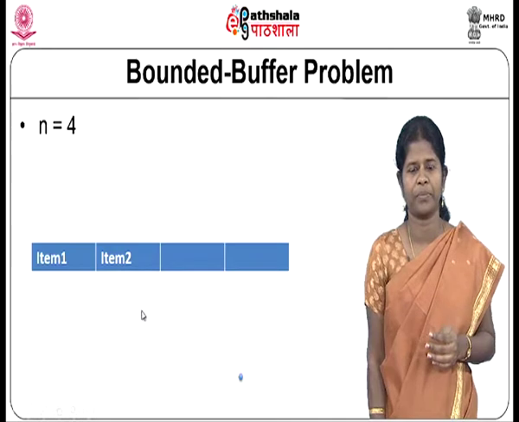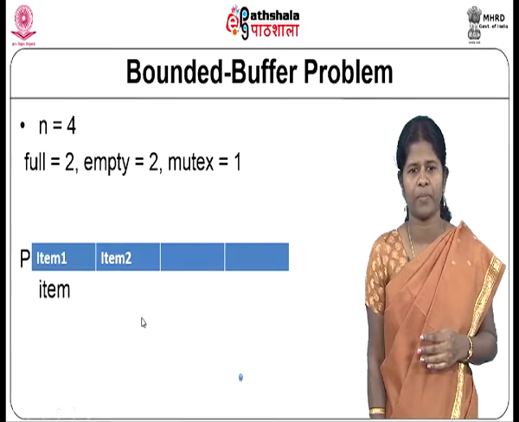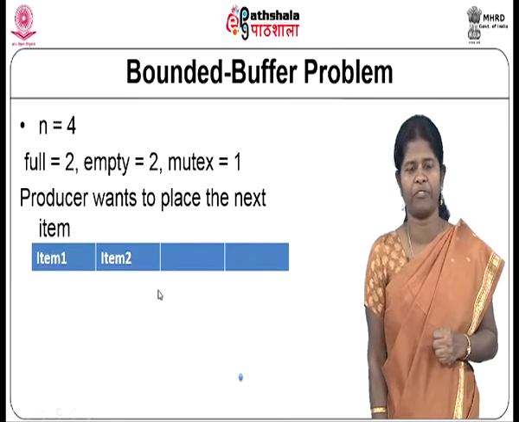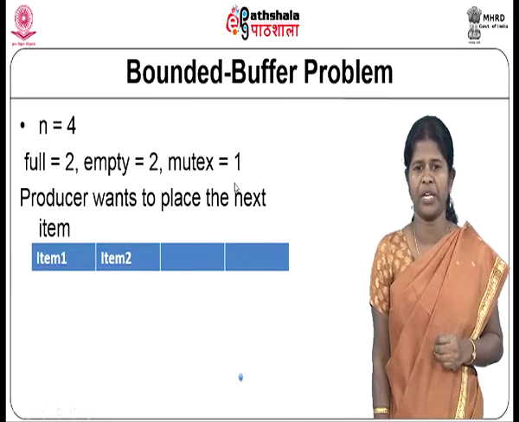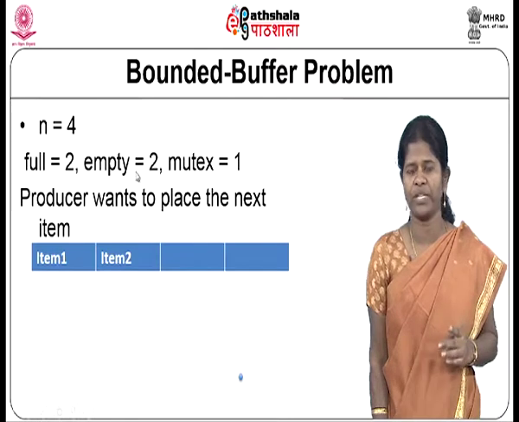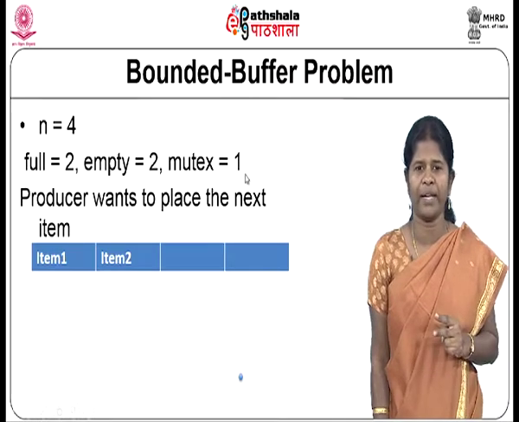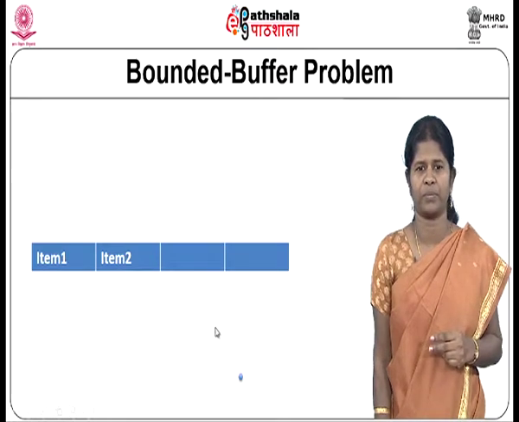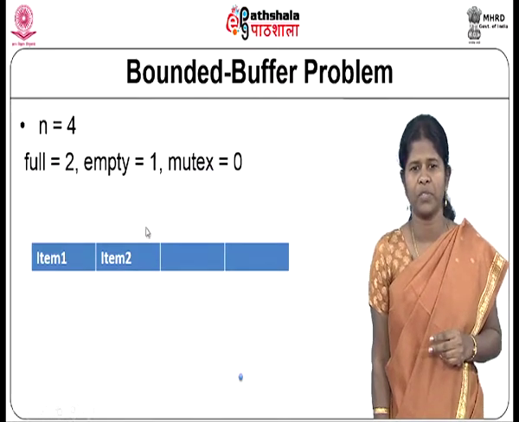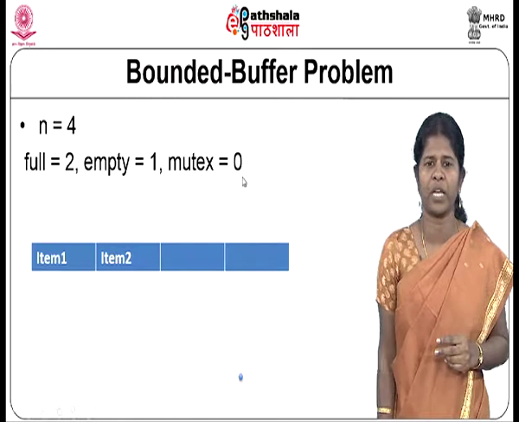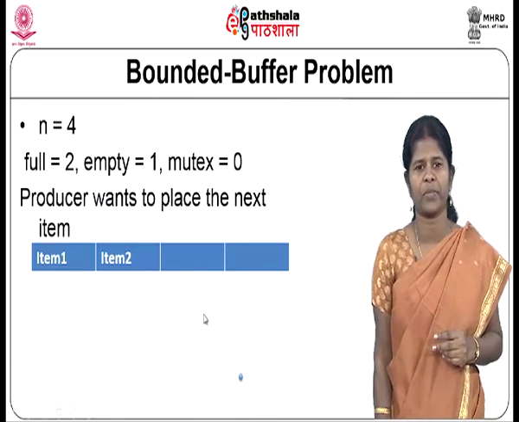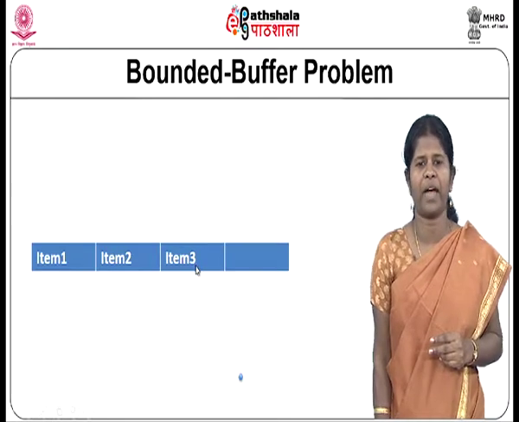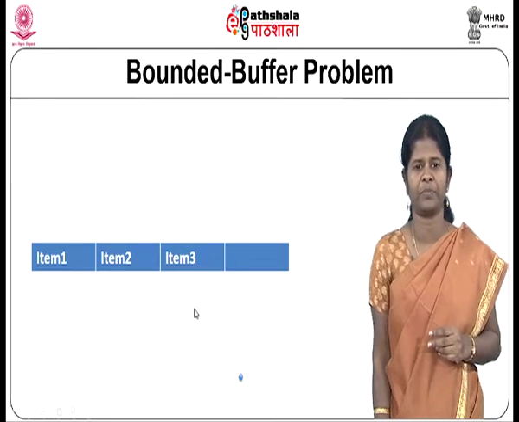And now, if the producer wants to place the next item into the buffer, it will have to wait on empty and wait on mutex. They are currently 2 and 1, and will change to 1 and 0. So empty becomes 1 and mutex becomes 0. The producer places the next item, item 3, into the buffer.